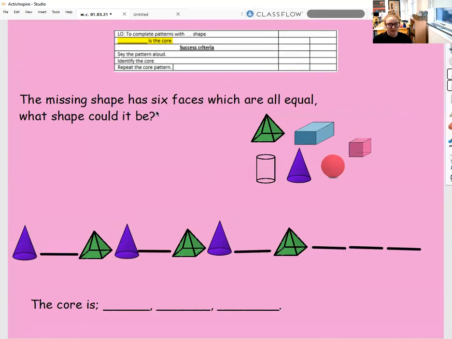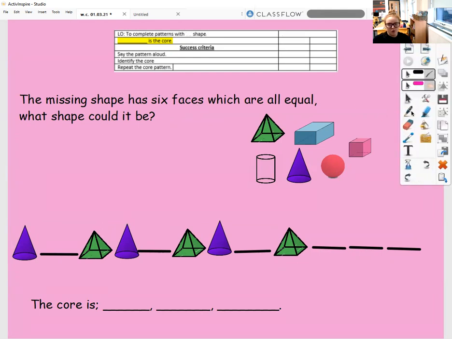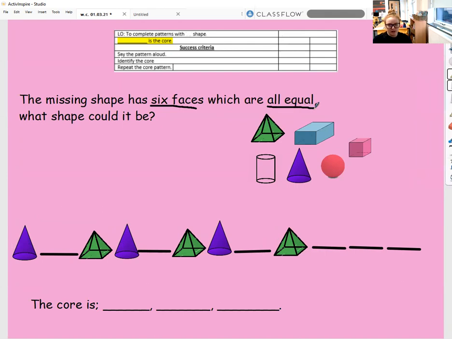Okay. So let's have a look at this again. So the missing shape has 6 faces, which are all equal. So we're looking for a shape with 6 faces, which are all equal. So I know my pyramid has 4 or 5 faces. Could my missing shape be a pyramid? No, because we're looking for a shape with 6 faces.